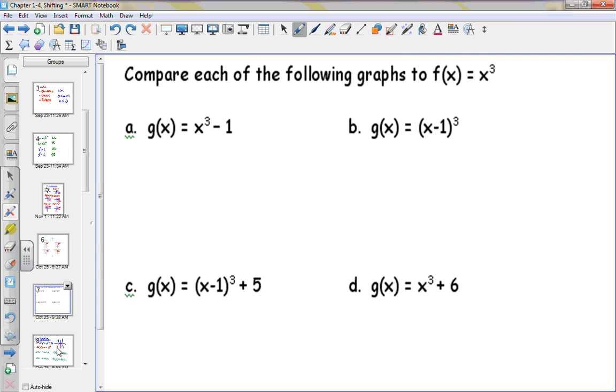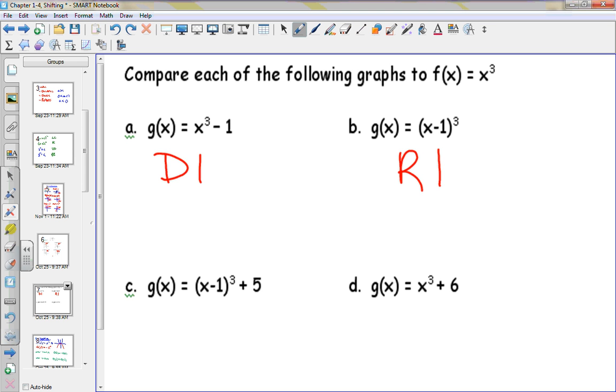Now, I give you the parent function, f of x equals x cubed. Now, I want you to tell me, reading these things from left to right, what's happening to them. So letter A, what's happening to this function? Down 1. It's down 1 unit because it's minus 1. How about B? It's to the right 1 because it's inside of the parentheses. Do we see that? And it's minus, therefore it's opposite of what we think.